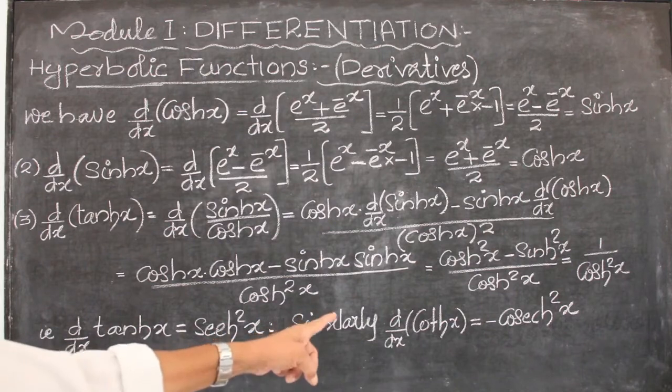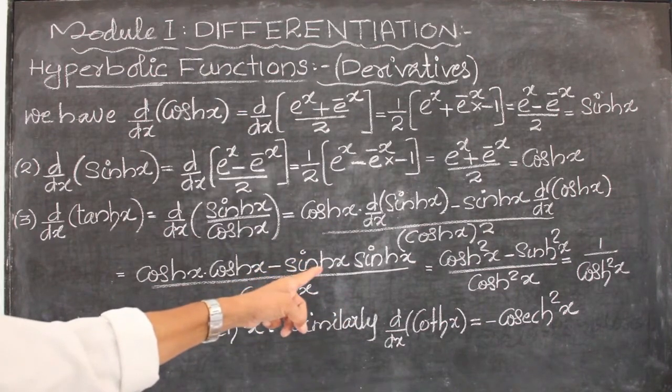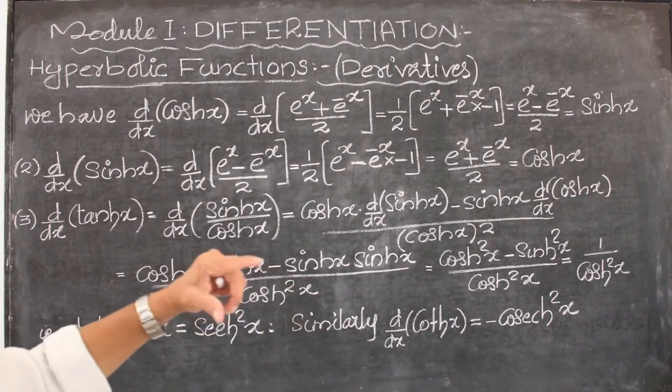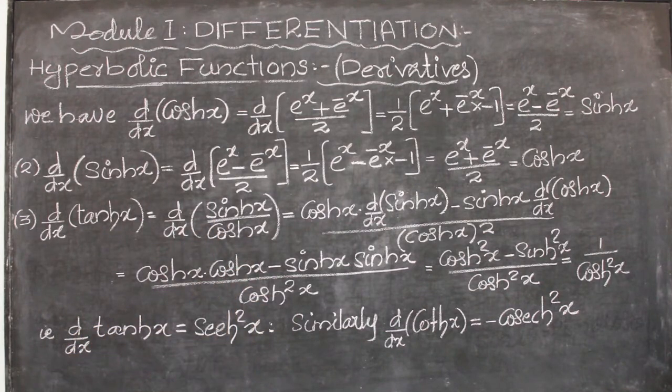That is the end of the proof for coth x. Again, coth x means cosh x by sinh x, and then the quotient rule will apply here. Then again, sinh squared x minus cosh squared x divided by sinh squared x. Taking the minus outside, minus of (cosh squared x minus sinh squared x), that is minus 1 divided by sinh squared x, which is equal to minus cosech squared x.